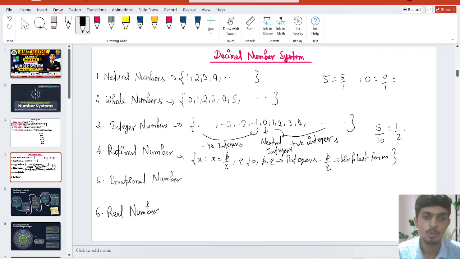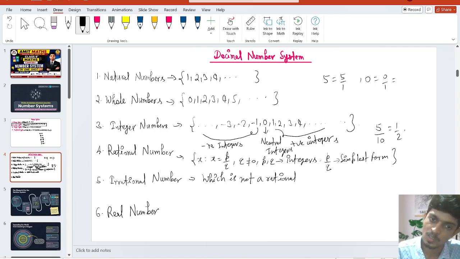Is it clear to you? What is a rational number? What is an irrational number? The number which is not rational is known as irrational. Like what? For example, here you get under root 2, under root 5, pi, and e, etc.